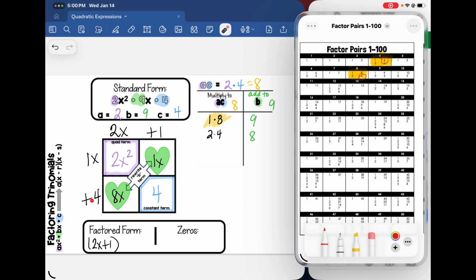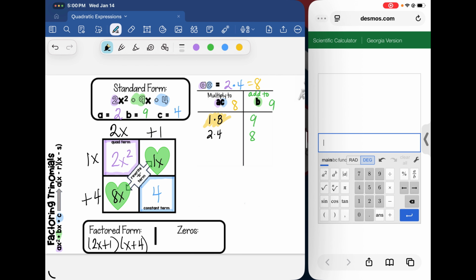And the terms on the side, which would be x plus 4. So now it's time to find our zeros using our zero product property, which means one of my factors would be 2x plus 1, and the other factor would be x plus 4. So let's solve for the orange one.